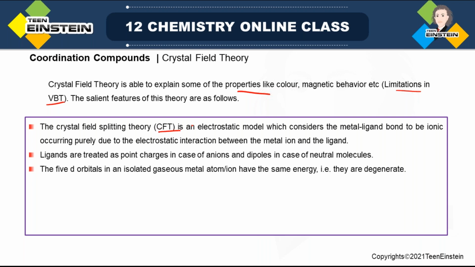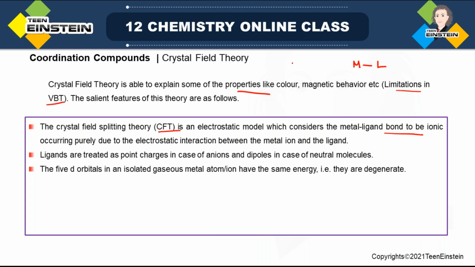It is basically an electrostatic model. So in case of VBT, what we have seen is that it is based on coordinate covalent bond interaction, that is the interaction between metal and ligand. We have assumed that it is completely covalent coordinate type. But in this case, now the assumption is completely opposite. Now we will consider it as completely ionic interaction. That means electrostatic interaction. So it is based on the electrostatic model which considers the metal ligand bond to be completely ionic, and it is mainly occurring because of the electrostatic interaction between the metal ion and the ligand.